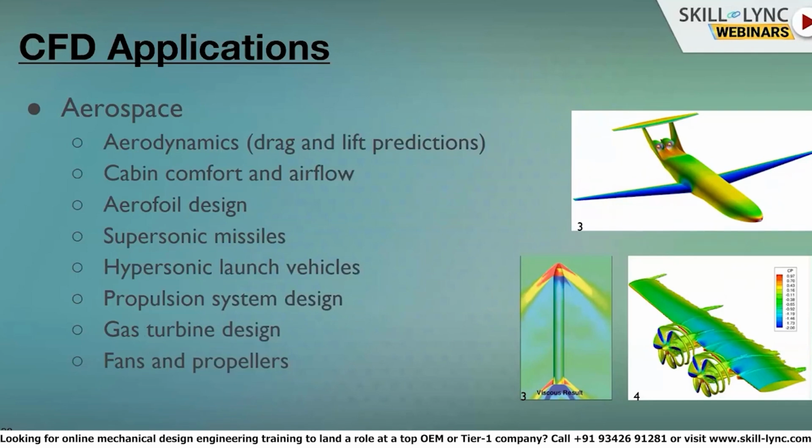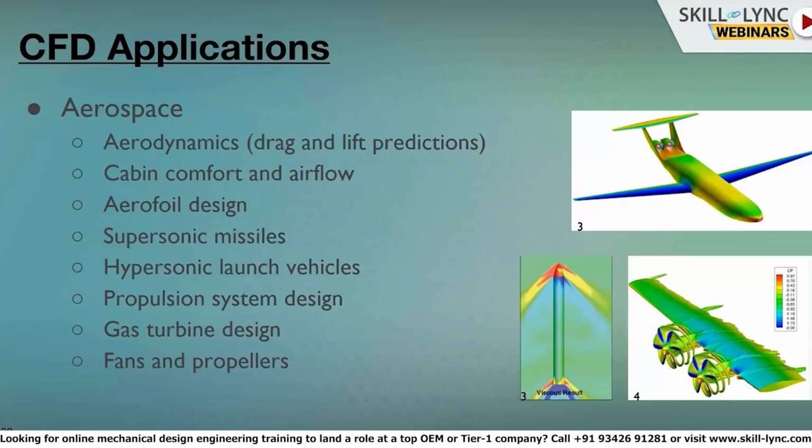Then another aspect is supersonic missiles. Countries make missiles, and their main objective is maximum range. It has to travel 5,000 or 10,000 kilometers, or reach two or three countries beyond. If they are able to hit, they will be happy. So that range matters, and CFD has to play a major role in that.